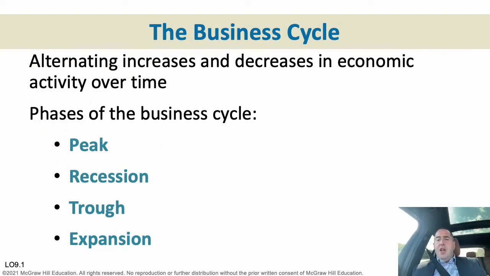Business cycles are alternating between increases and decreases in economic activity over time. Each business cycle consists of 4 phases. A peak is when the business activity reaches a temporary maximum with full employment and near capacity output. A recession is a decline in total output, income, and employment, as well as trade lasting 6 months or more. This is sometimes referred to as an economic contraction.